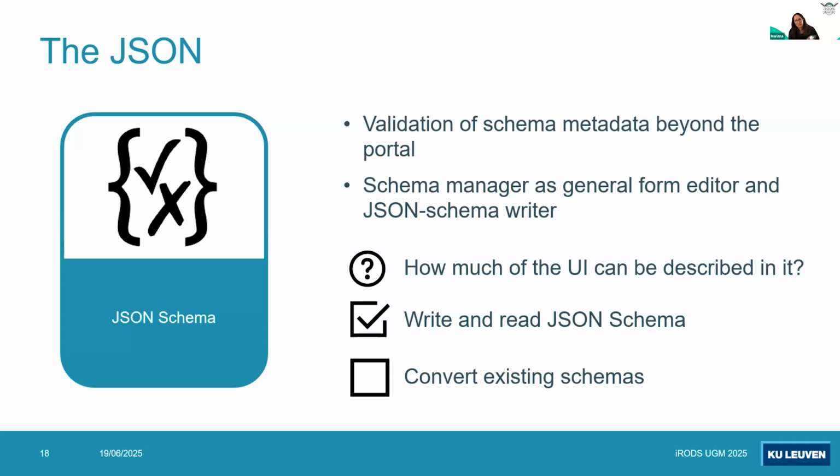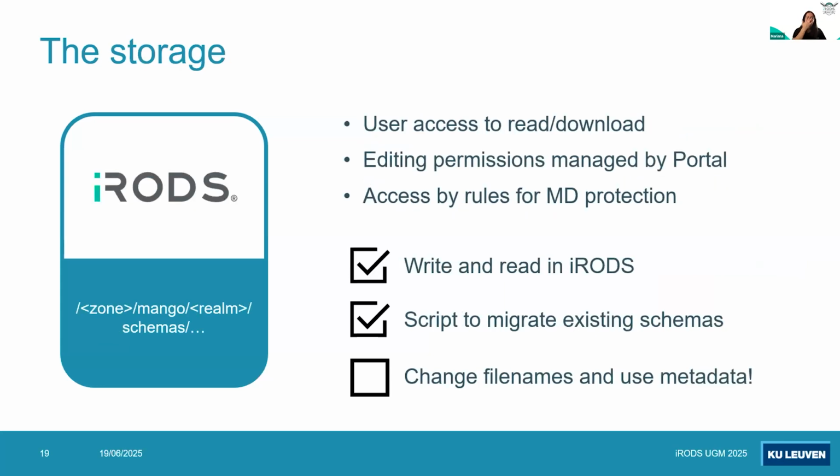I still have some challenges. For example, how much of the UI can be described within JSON schema. We are trying a bit, and we're going to see whether we need another type of JSON that goes with JSON schema to describe the rendering of the form. That is something we're still working on. We already have code to write and read JSON schema from the schema manager, and converting existing schemas is like 80% done. We're going to continue working on the conversion in the next weeks.